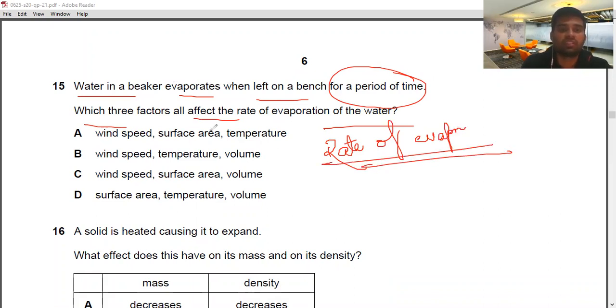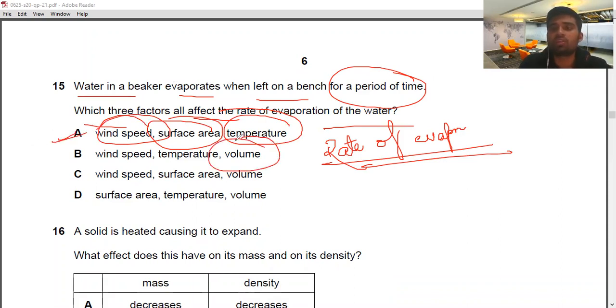Okay. So surface area is one of them. Temperature is one of them. Wind speed is one of the options. So A is one. Now volume is not an option because volume does not decide how much evaporation will take place. It won't affect the rate of evaporation. It might affect how much evaporation is taking place, but the rate at which evaporation is taking place, the volume of that liquid won't decide. Okay. So we'll go to the next part.